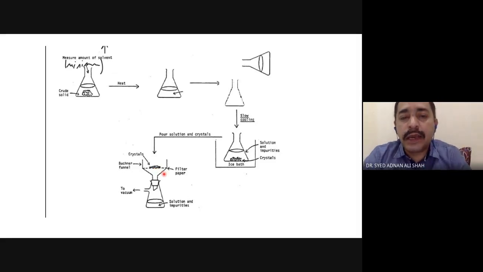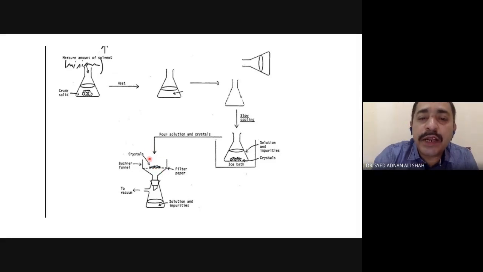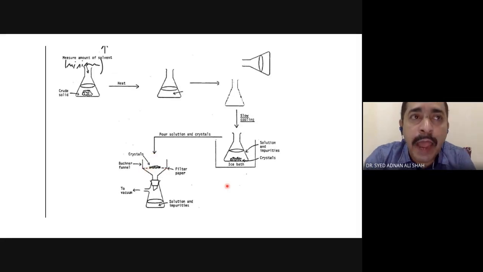One thing: before the filtering process, you first have to weigh the empty filter paper, and then put the filter paper on the Buchner funnel, and only then can you filter, because at the end we filter the aspirin along with the filter paper. So you have to subtract the weight of the filter paper, and then you get the actual mass of the aspirin. Is it okay?